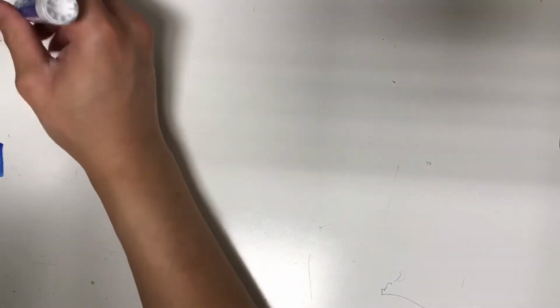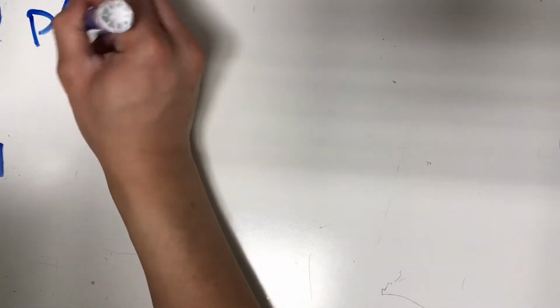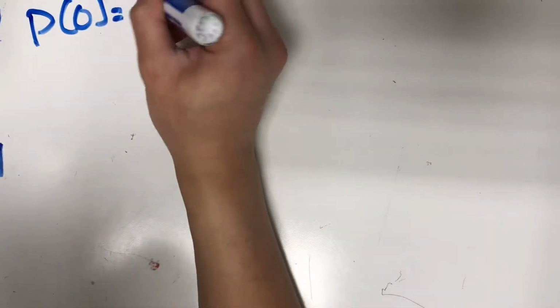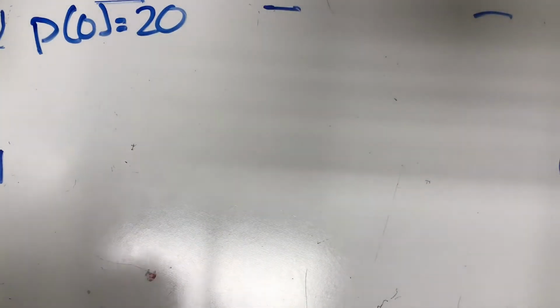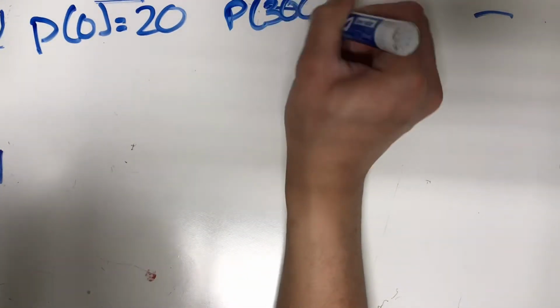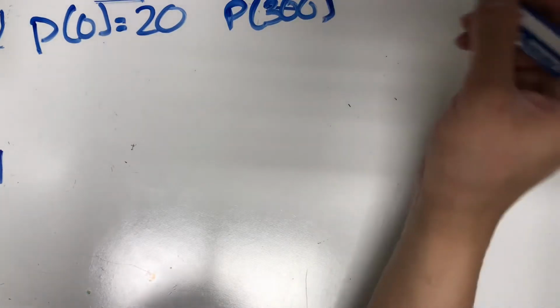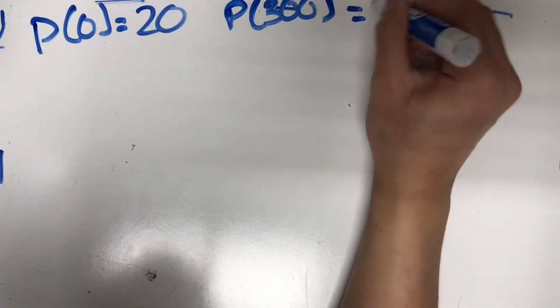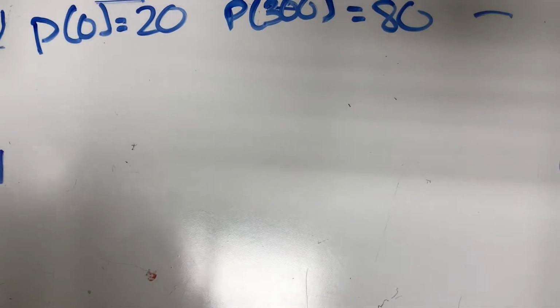So, in order to do this, we must find the critical points, and those are the endpoints and where the slope is equal to 0. So, we know that the number of people in line at time t equals 0 is 20. And then we know that the number of people in line at t equals 300 is equal to 80.